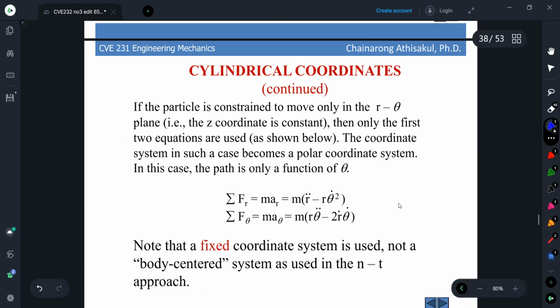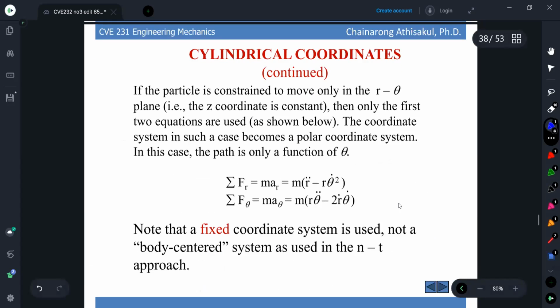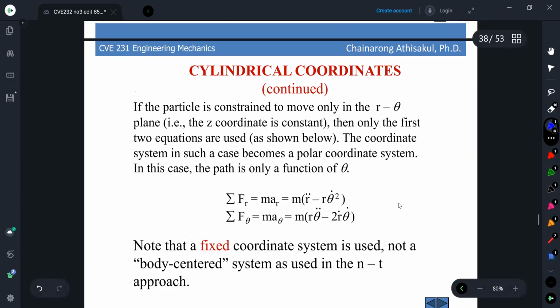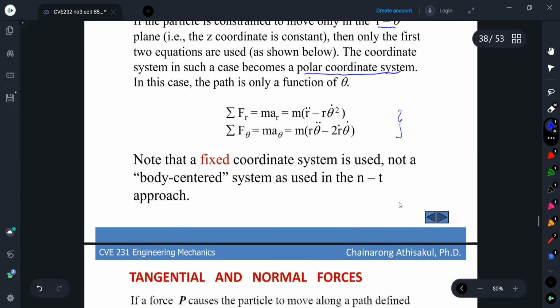So if the particle is constrained to move in a plane, that is in r and theta only, then it means that the z coordinate is constant. So we only need the first two equations, that is in polar coordinates, in the plane. The coordinate system in this case becomes the polar coordinate system, as we consider just this.